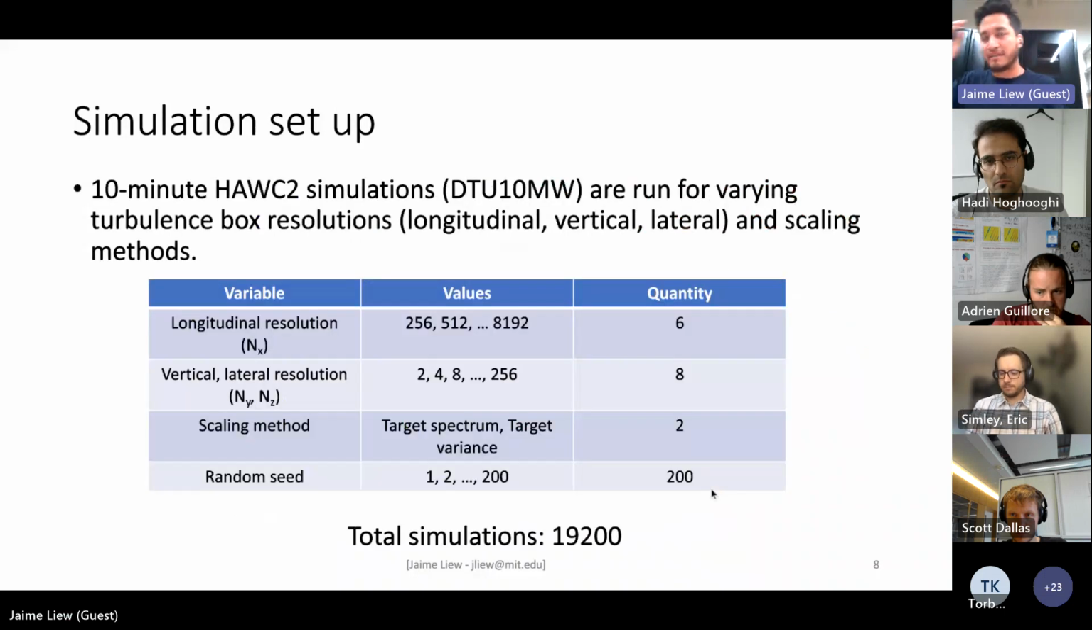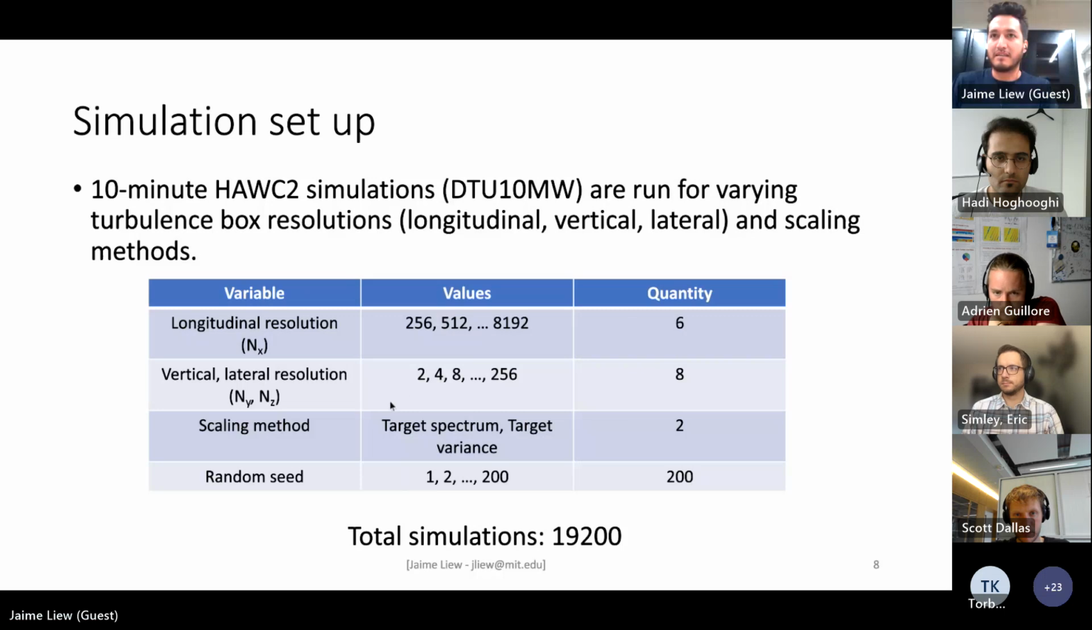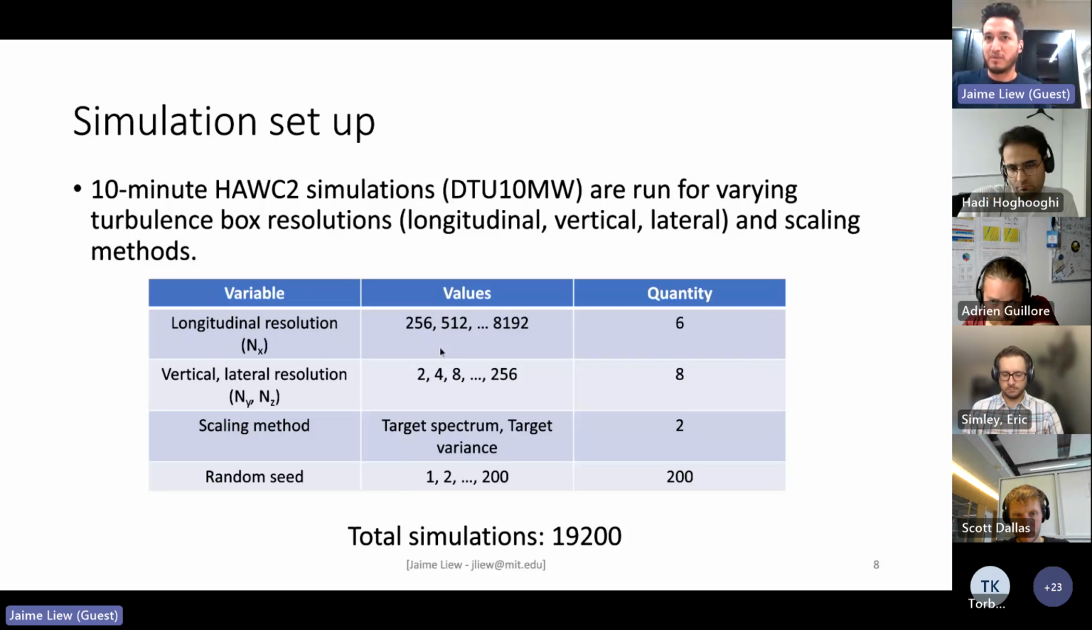So these are the three things I wanted to test, and to do that, I set up a set of simulations. They were 10-minute simulations of the D2 10 megawatt, using Hawk 2 as the aeroelastic simulator. So it's just a single turbine. I wanted to vary the resolution in all spatial directions, so the longitudinal resolution, as well as the lateral and vertical resolution. To keep it simple, I kept the vertical and lateral resolution equal to each other for each simulation, so it's like 2 by 2 or 256 by 256.